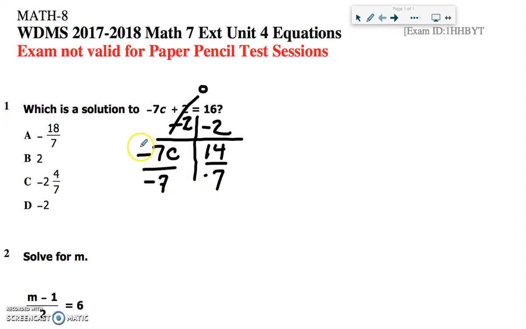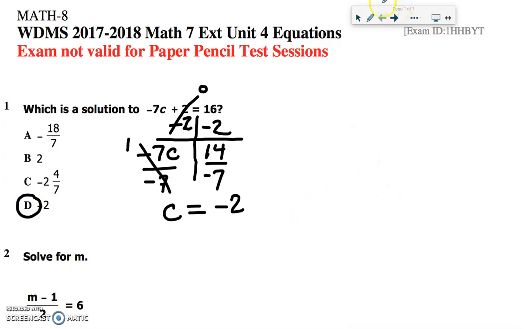Okay, and now once we do that, negative 7 divided by negative 7 actually equals 1 according to our multiplicative inverse property, and then 14, so this leaves c, and then 14 divided by negative 7 leaves us with negative 2. I like to remind you that we process our signs first. A positive divided by a negative leaves a negative, and then process your numbers. 14 divided by 7 leaves 2. Put them together and you've got c equals negative 2. So D is the answer here.